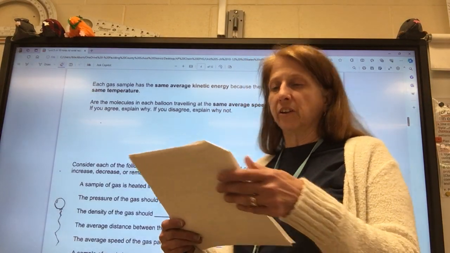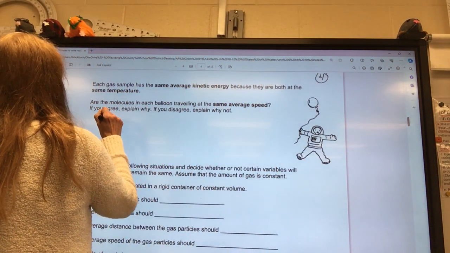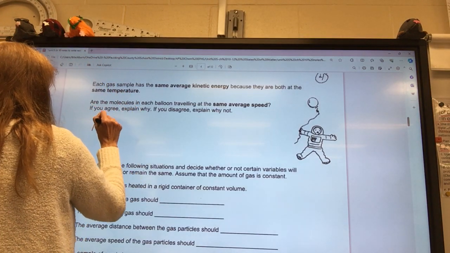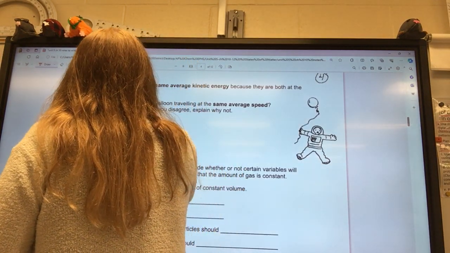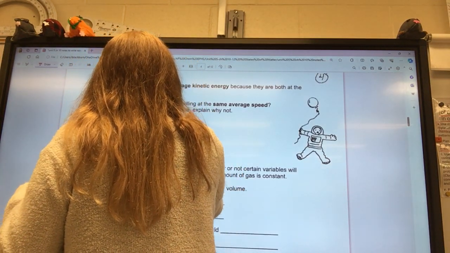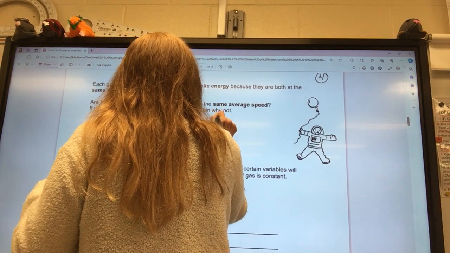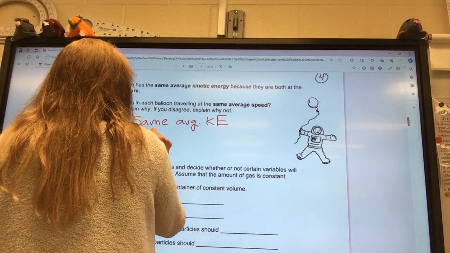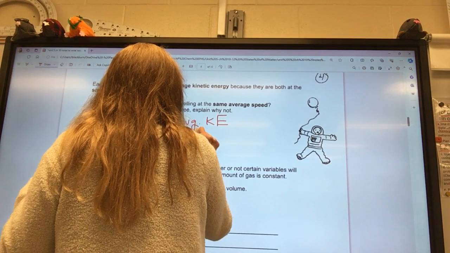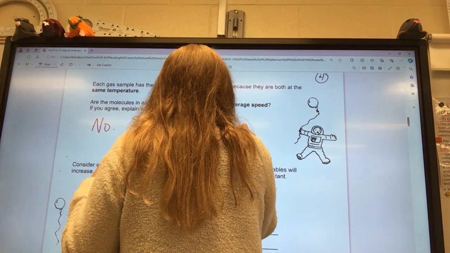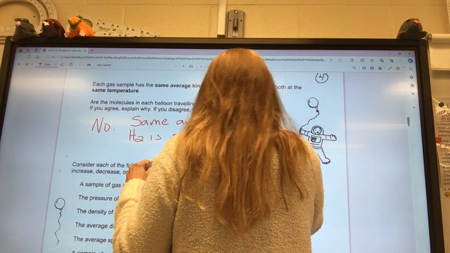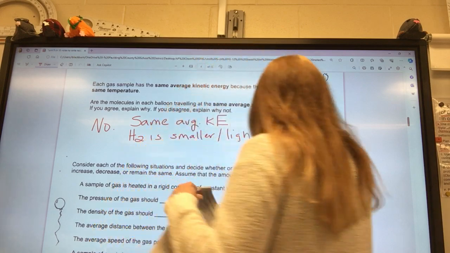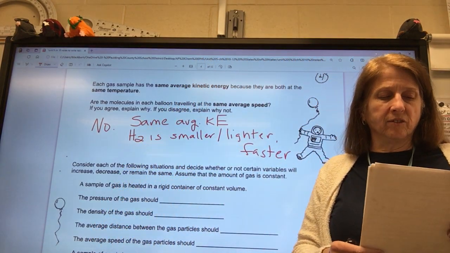Does that make sense to you? Can you see it? So the answer is no. They have the same average kinetic energy. H2 is smaller, lighter, less mass, faster. Okay, do we feel pretty good about that? Can kind of imagine that?